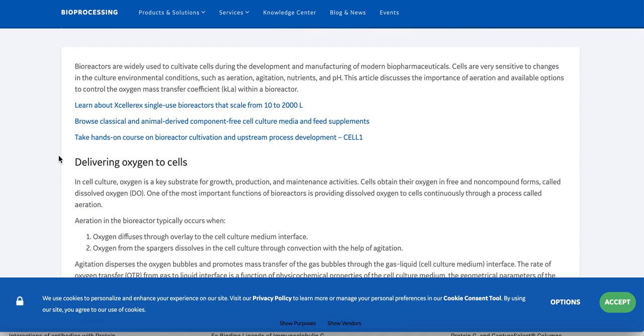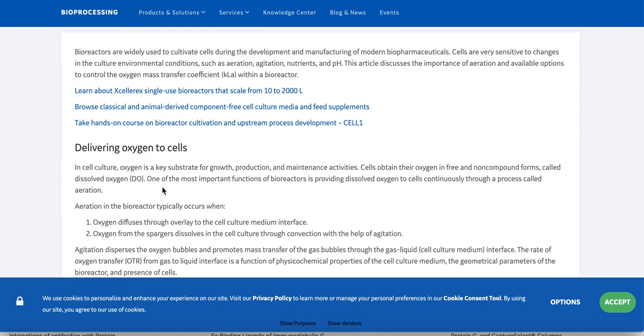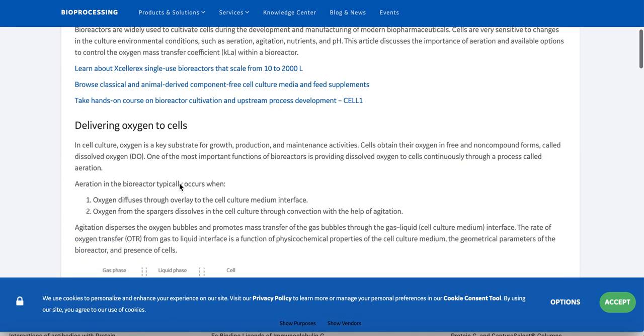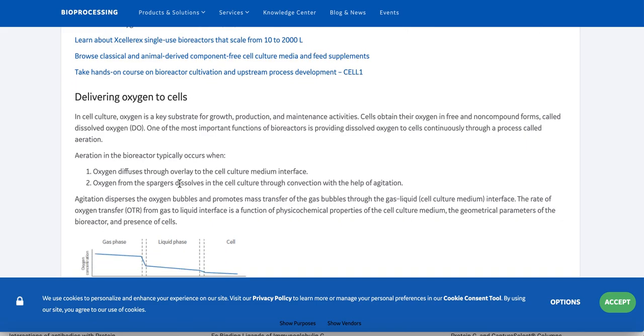In cell culture, oxygen is a key substrate for growth, production, and maintenance activities. Cells obtain their oxygen in free and non-compound forms called dissolved oxygen. One of the most important functions of bioreactors is providing dissolved oxygen to cells continuously through a process called aeration.